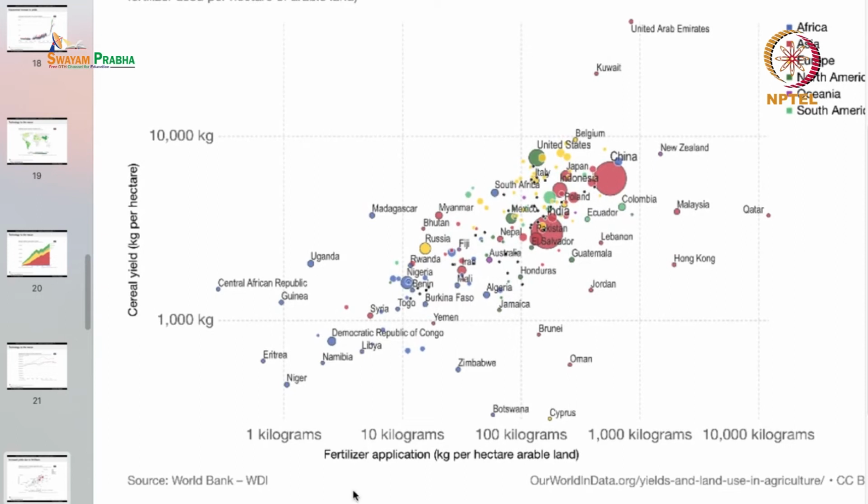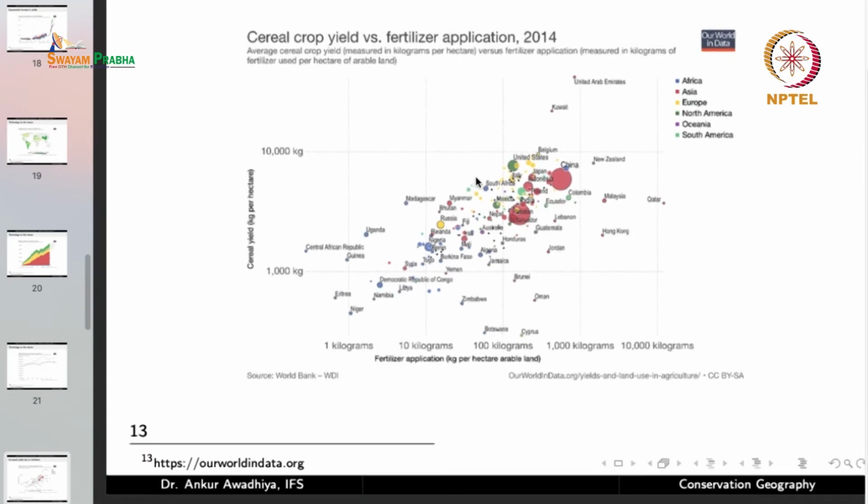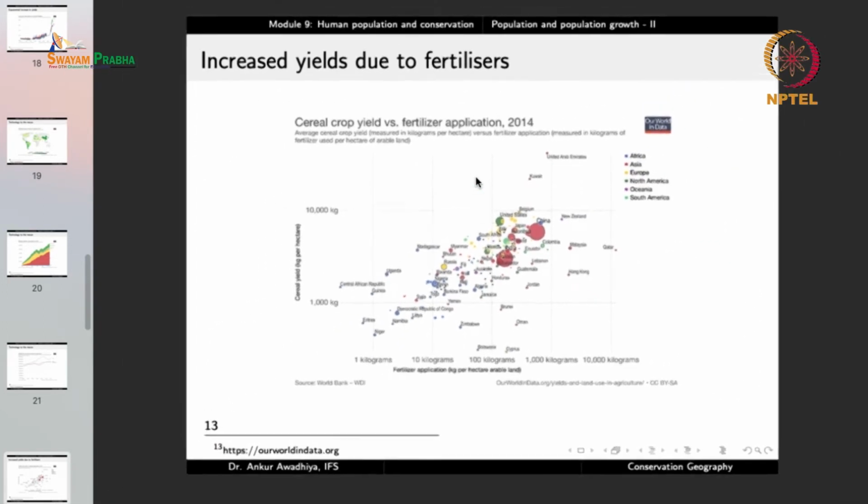So if we plot the fertilizer application, that is kg per hectare of arable land on the x-axis, and if we plot the cereal yield on the y-axis, then we'll find that for a large number of countries where we have more amount of fertilizer use, the yield is also very high. So the yield increases with increase in fertilizer application.